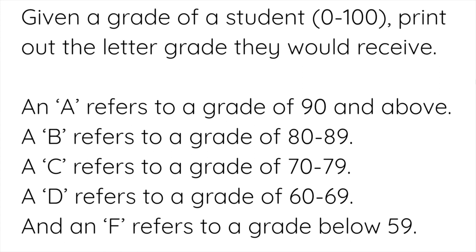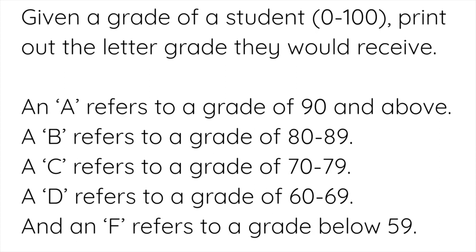So the question is: given a grade of a student from 0 to 100 that we have to input, print out the letter grade they would receive. An A refers to a grade of 90 and above, a B refers to a grade of 80 to 89, a C refers to a grade of 70 to 79, a D refers to a grade of 60 to 69, and an F refers to a grade below and equal to 59.